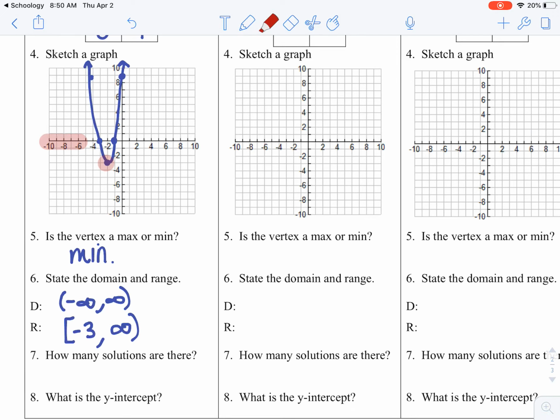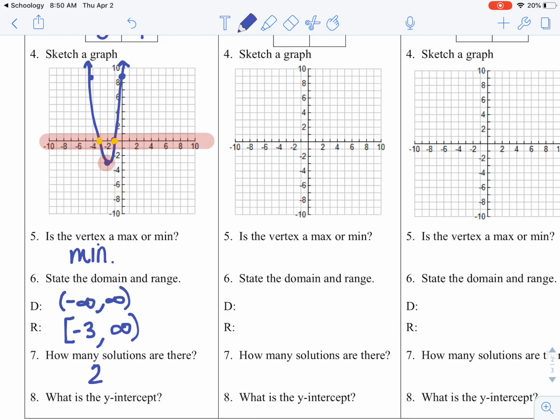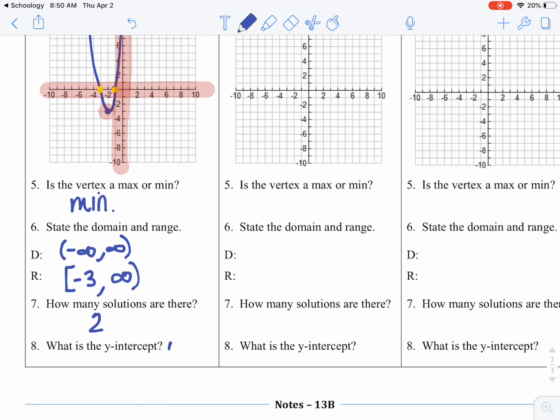When we talk about solutions, we're looking at our x-intercept, and we're looking at how many times my graph crosses the x-axis. So we have 2 points. So that gives us 2 solutions. And my y-intercept is where the graph crosses my y-axis, and that is at the point 0, 9.